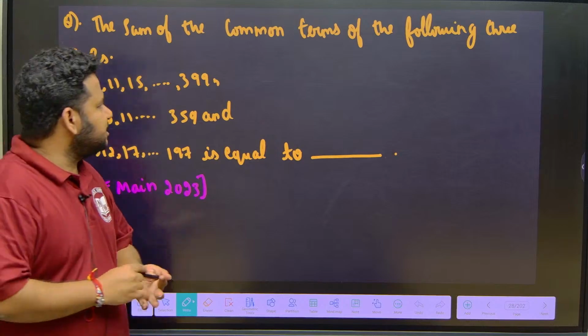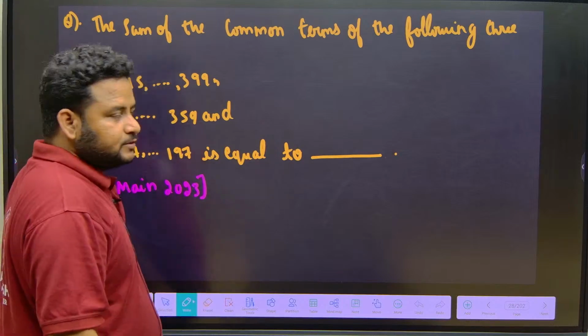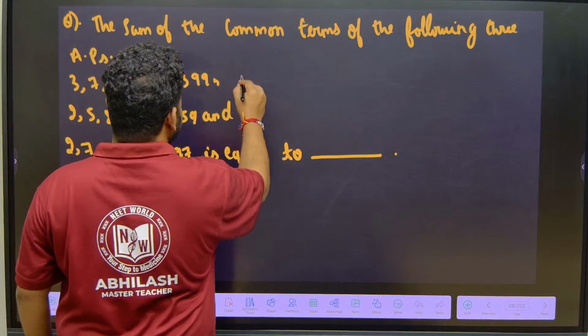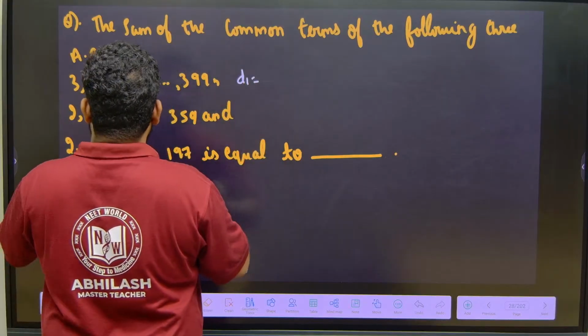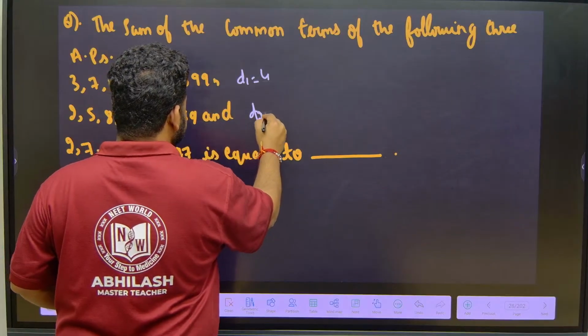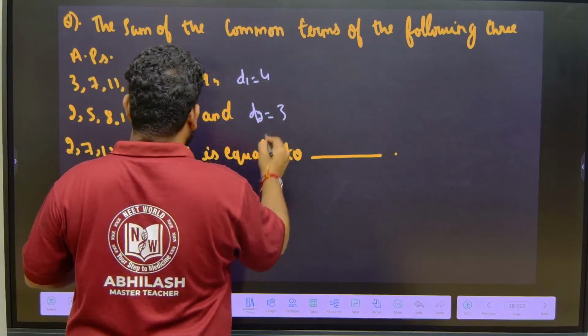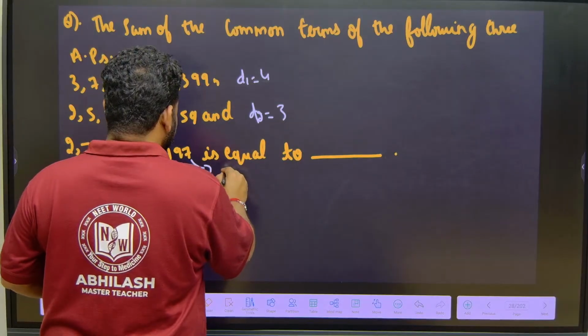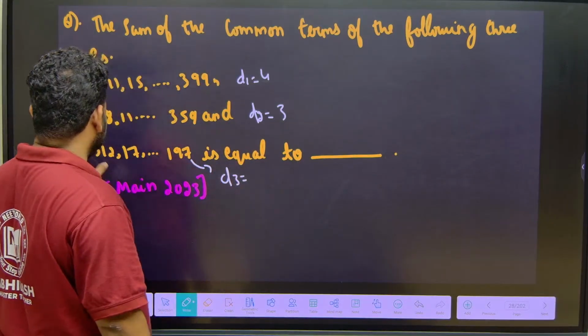So as you can see, there are 3 APs here. For this AP, D1 is equal to what? D1 is equal to 7 minus 3, 4. For this AP, D2 is equal to what? 5 minus 2, 3. For this AP, D3 is equal to what, friends? D3 is equal to 7 minus 2, 5.